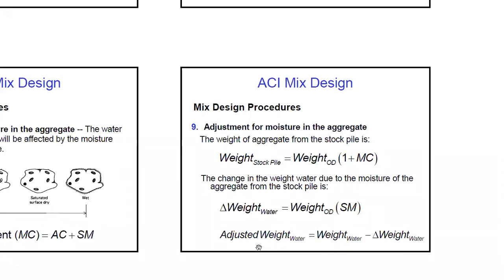So the adjusted weight of water is simply equal to the weight of water minus the delta weight of water. The delta weight of water is equal to this point.